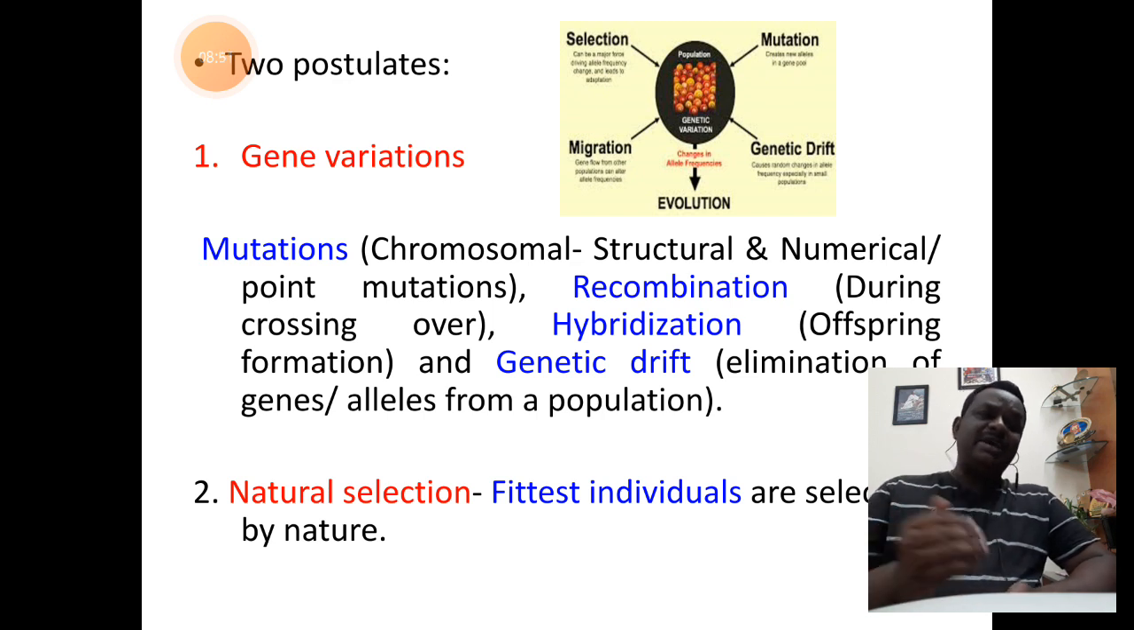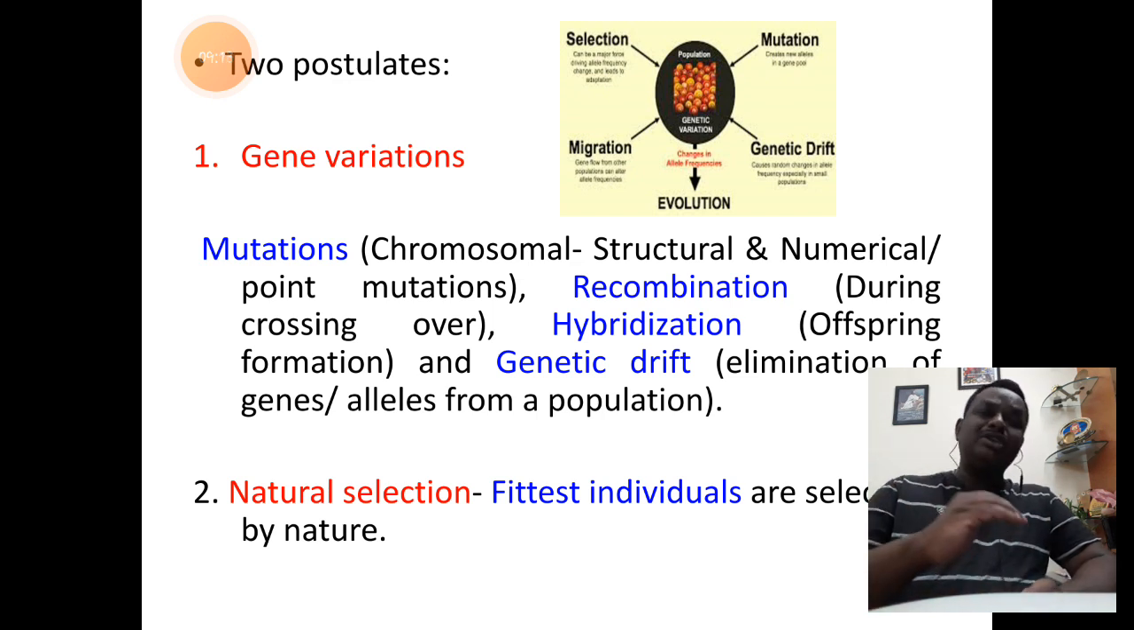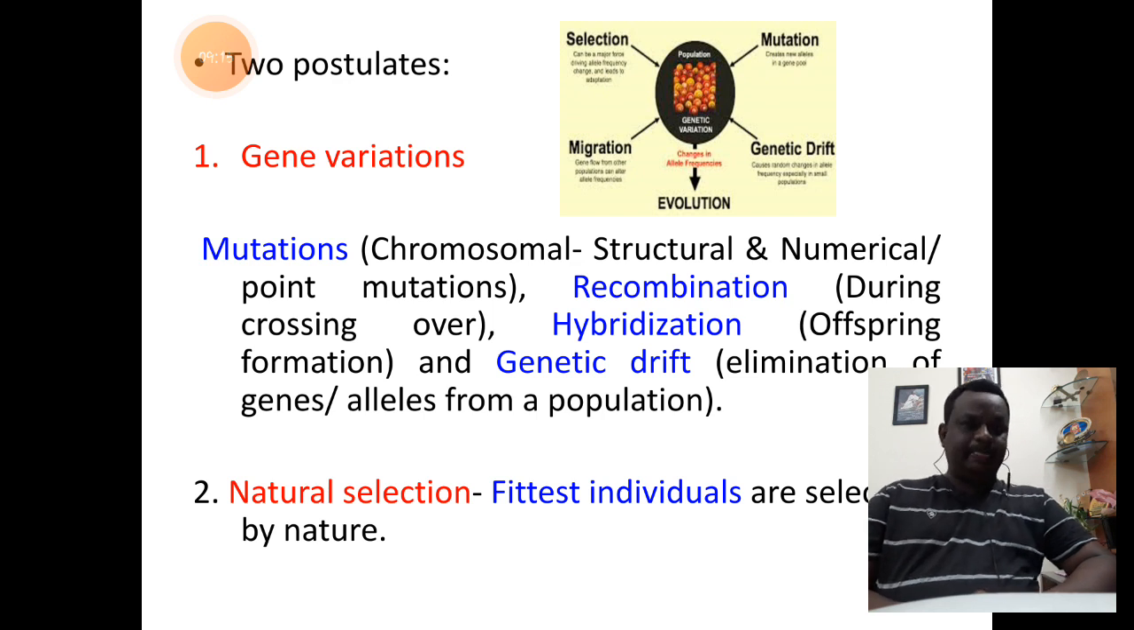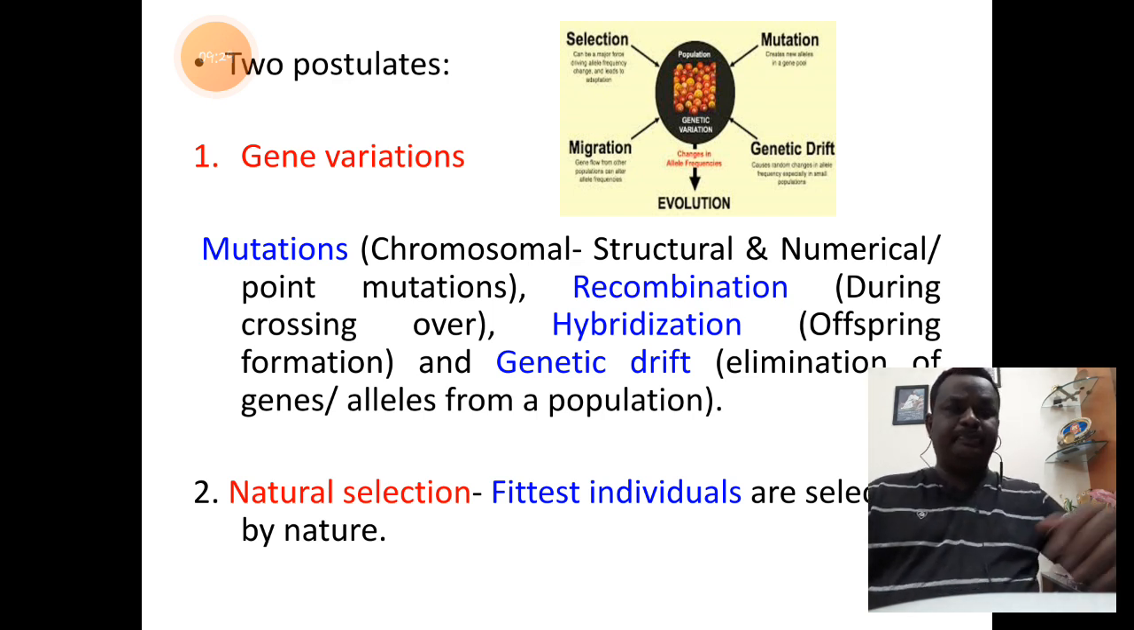I think in previous semesters you might have learnt about trisomy, nullisomy, polyploidy, euploidy, etc. These are all examples related to numerical chromosomal aberrations. Next comes recombination. It is a process where genetic changes take place during the crossing over phenomenon of meiosis. Then comes hybridization, which is another process of genetic change that we see during the formation of offspring.